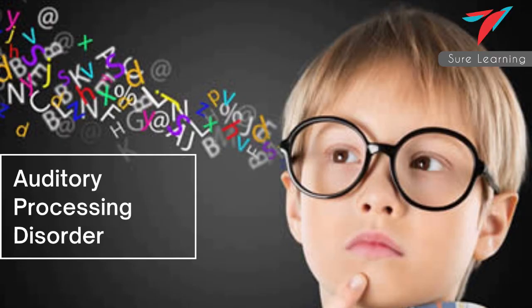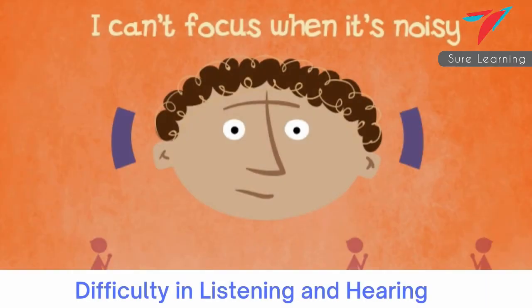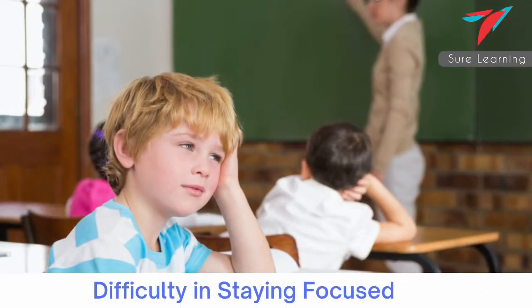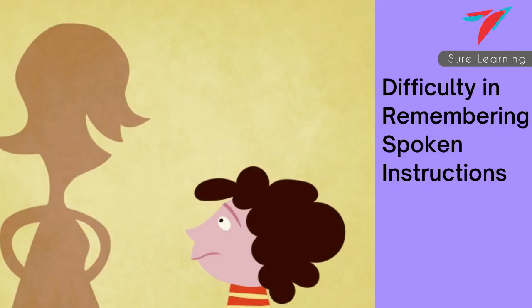Auditory processing disorder. If a child has auditory processing disorder, you might notice that they have difficulties with listening and hearing, especially if there is a lot of background noise and distraction, in staying focused, in remembering spoken instructions.